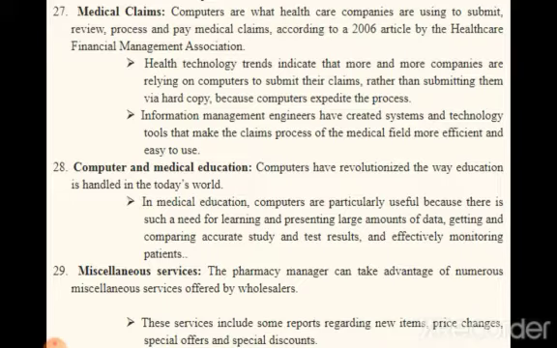Miscellaneous services. The pharmacy manager can take advantage of numerous miscellaneous services offered by wholesalers. These services include some reports regarding new items, price changes, special offers, and special discounts.